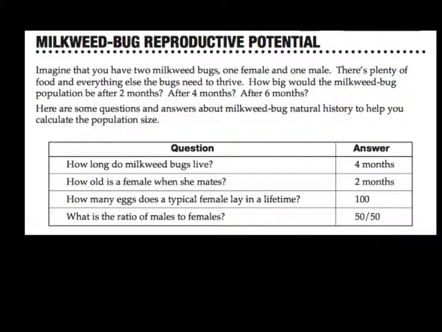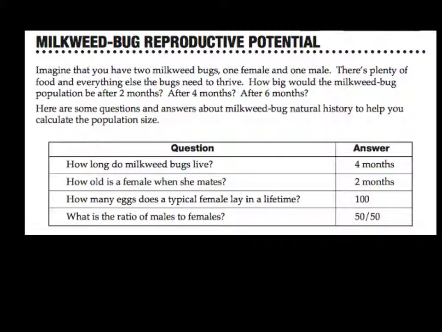One female can lay about 100 eggs each. We talked about that yesterday: how many eggs or how many offspring can one female produce? And then the ratio of those eggs is about 50-50. So 50% of those eggs will produce a male and 50% of those eggs will produce a female.